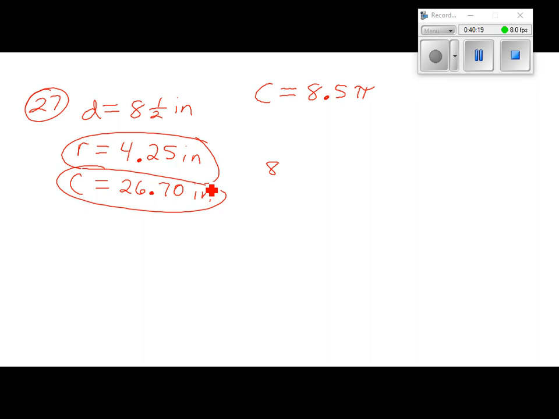What if they've given you the radius? What would you do to find the diameter? Times it by 2. Times it by 2, and then to find the circumference, you just take diameter times pi. Don't make any of those harder than they are. They're all fairly easy.